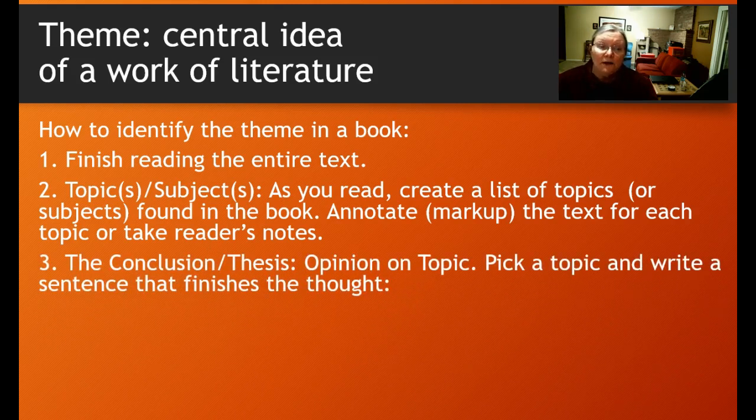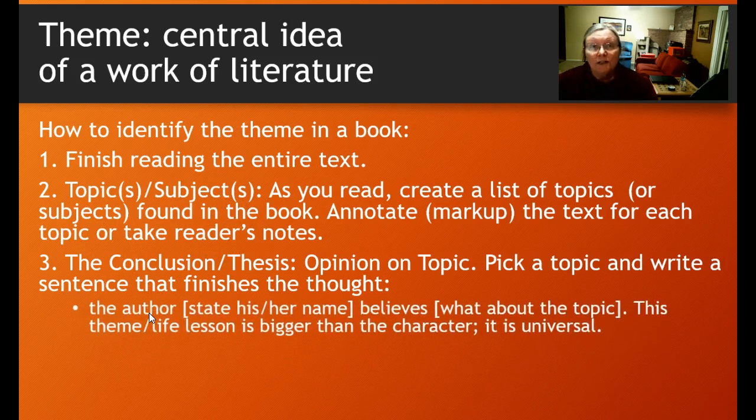Then you're looking for this matter of the conclusion or the author's thesis on the book, which is the opinion on the topic. So you have all these topics, and then you're trying to think, based on what's happening in the text, what is the author's opinion? It's just like that one little video on Aesop's fables about the monkey and the dolphin. Throughout the storytelling, people thought that the theme was a certain thing, but they changed by the end of the book. So that's why it's important to read the entire text.